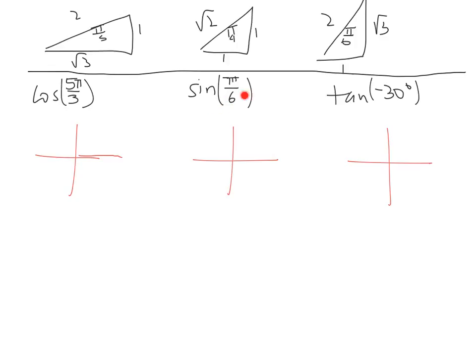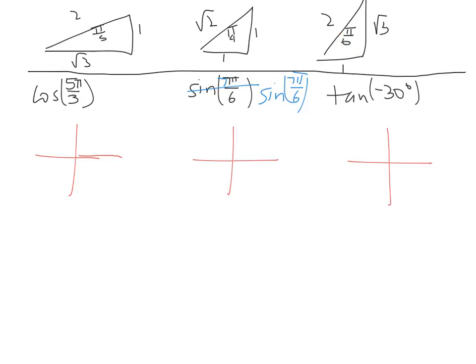For sine of 7 pi on 6, let me just rewrite that. Sine of 7 pi over 6. So that all has to do with the pi on 6 triangle, that one there. And the tan of 30 has to do once again with pi on 6 because that's their equivalent. So let's have a look.